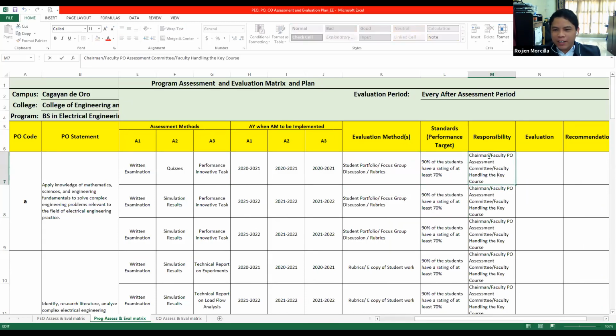Then on responsibility, the ones responsible for monitoring are the chairman, the faculty, and the PO assessment committee, so I will create a faculty assessment committee, and the faculty handling the key course. The faculty handling the key course can provide the data for that particular indicator. When do I evaluate? Every assessment period I evaluate. That is how I evaluate every program outcome.